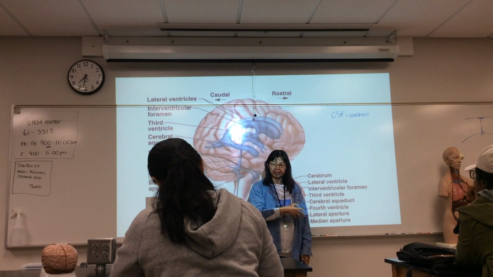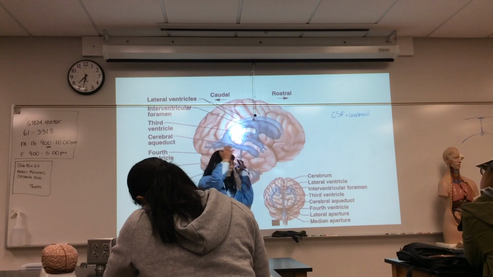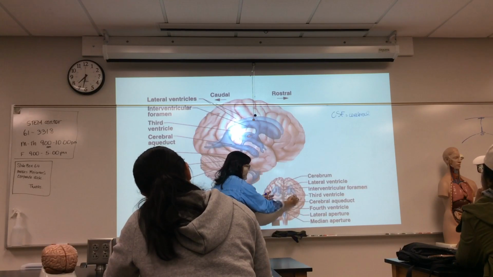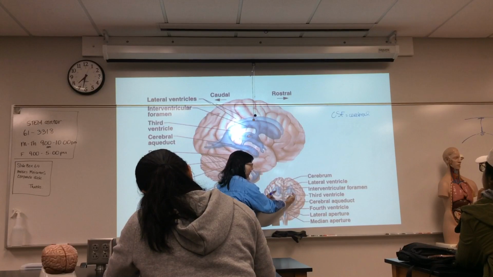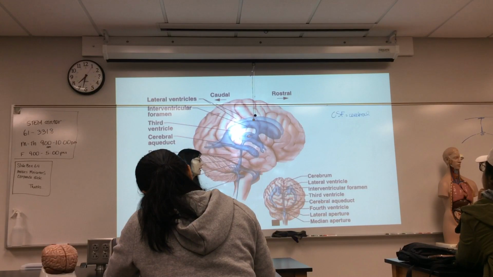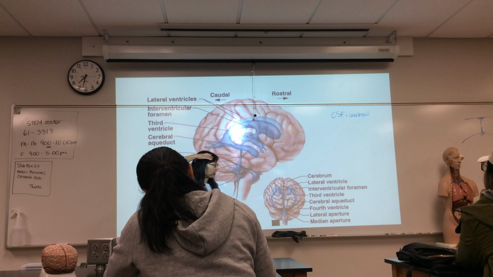Okay? So this is the side view of the brain. Here's the front view of the brain. Okay? The hemisphere, okay, the cerebrum. Here's the cerebrum. Each of them has a lateral ventricle. Okay, lateral ventricle. So it looks like the letter C, right? The letter C with a little tail. So on this side and on this side, you have a lateral ventricle.